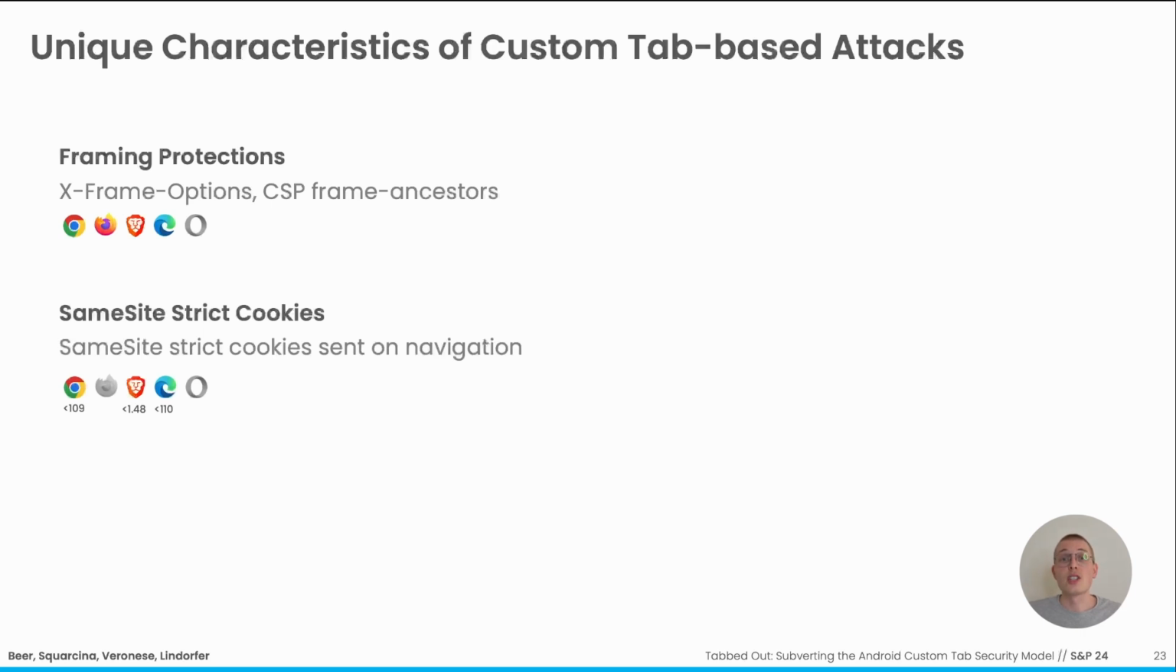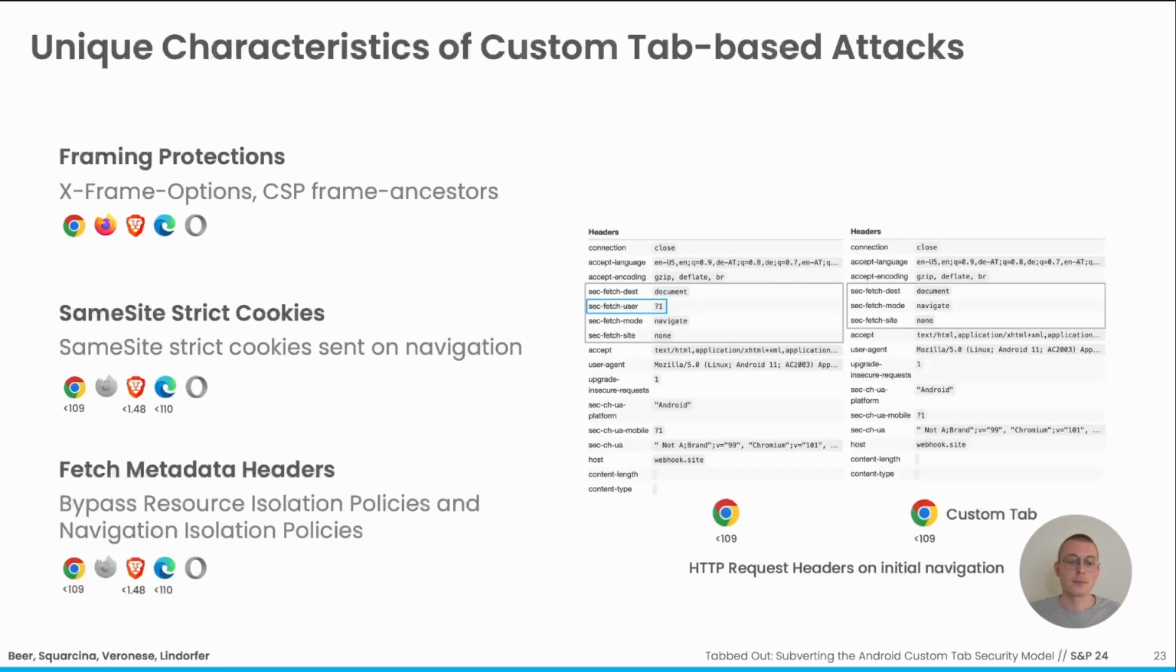Also, until very recently, SameSite=Strict cookies were sent on navigations in the custom tab. Fortunately, this is not the case anymore due to a bug report that we issued and also another bug report of an unrelated third party that reported a bug with the same root cause. Nevertheless, SameSite=Lax cookies are still sent on all major browsers, but I will not go into detail since this is a separate attack. Last but not least, custom tab-based attacks until very recently could also bypass fetch metadata headers, as the fetch metadata headers between a custom tab and the underlying browser were almost not distinguishable. So resource isolation policies and navigation isolation policies that relied on such headers could be easily bypassed. This is fortunately also not the case anymore, since this was fixed in the same fix as the SameSite=Strict cookie issue.